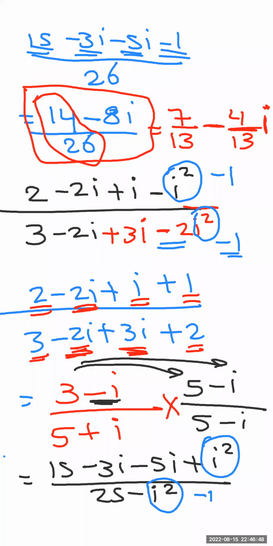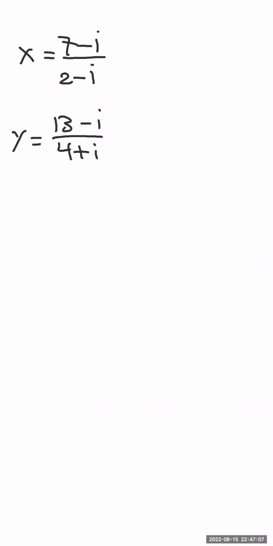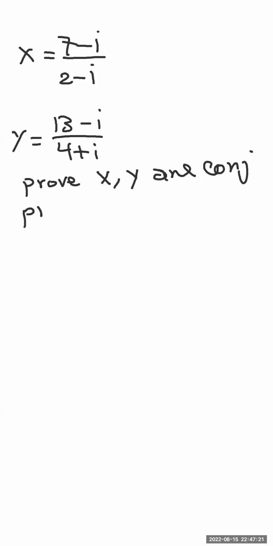Okay. The last question before we finalize our session. Here the question is: if x equals 7 minus i over 2 minus i, and y equals 13 minus i over 4 plus i, prove that x and y are conjugate, and prove that x squared plus y squared equals 16.